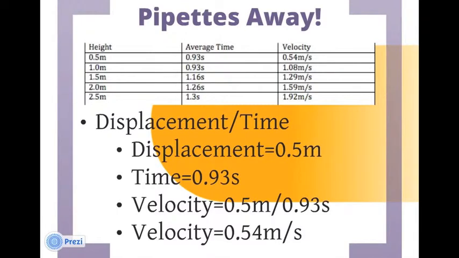This is a table for the lab that we did in class called Pipettes Away. It was an experiment where we calculated the velocity and radius of the blobs of water, which we dropped using pipettes at different heights. As you can see, since the displacement was 0.5 meters, we divided 0.5 meters by the average time, which was 0.93 seconds, to get a velocity of 0.54 meters per second. We used the same method to calculate the velocity for all the other remaining heights.